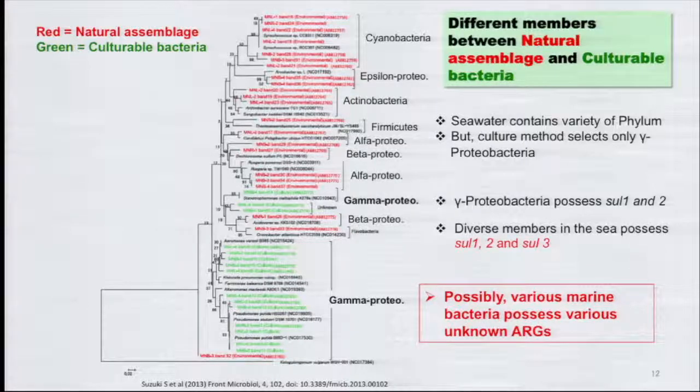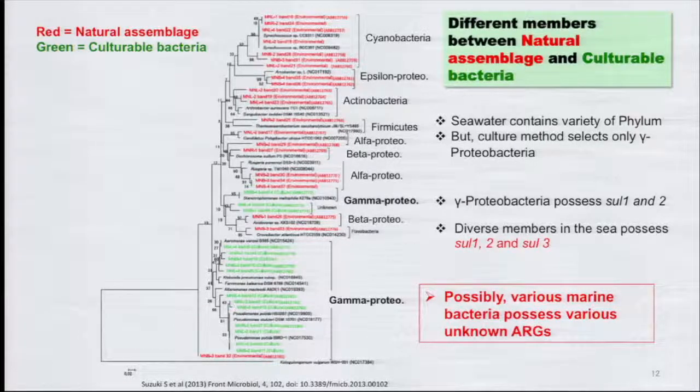So here, who possessed the SAR genes? You cannot see any species names. That doesn't matter. You just recognize the color. So the red colored species are the natural assemblage bacteria. From cyanobacteria, actinobacteria, and alpha, beta, and gamma proteobacteria are included in the natural assemblage. This indicates that the seawater contains a variety of phyla.